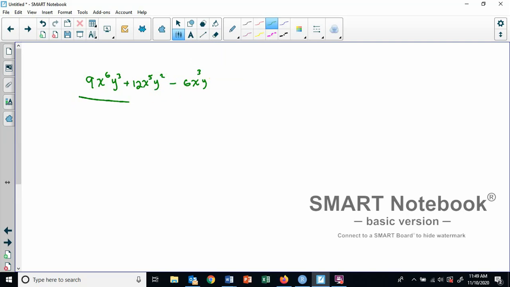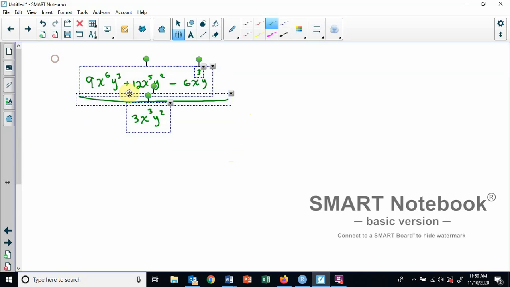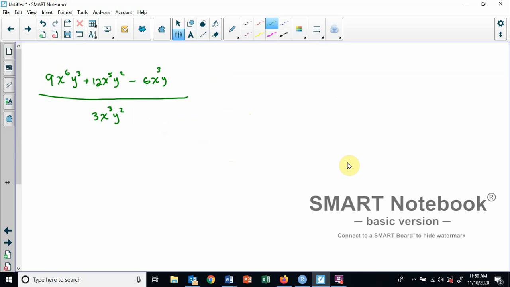And all of that is divided by a single term, 3x to the 3rd y squared. Okay? So once again, we have 3 terms up top. My terms with the coefficients are a 9, a 12, and a 6. And on the bottom, I have a single term. So once again, we are going to consider this as 3 separate divisions.